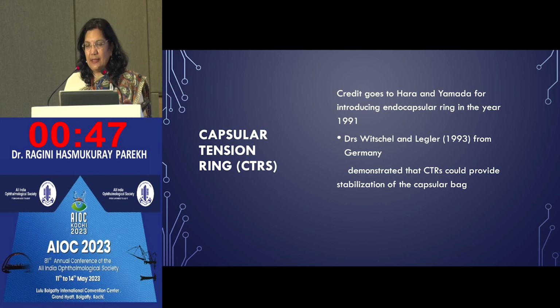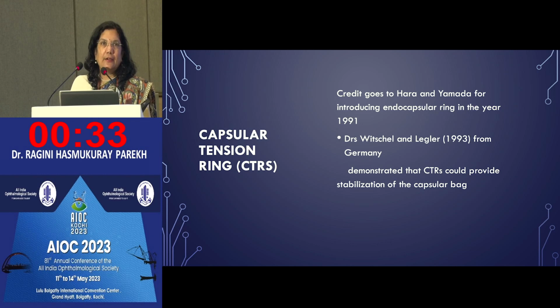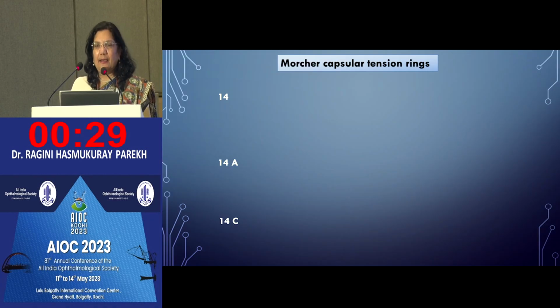Capsular tension rings have changed the way we treat subluxated lenses, and they have helped us to do extracapsular surgery with the IOL and not intracapsular surgery. So they have changed our life radically.